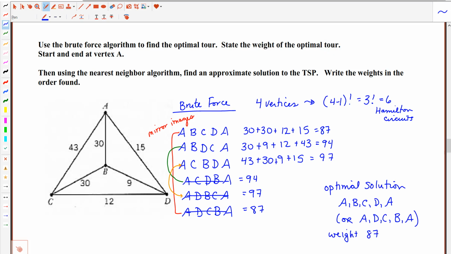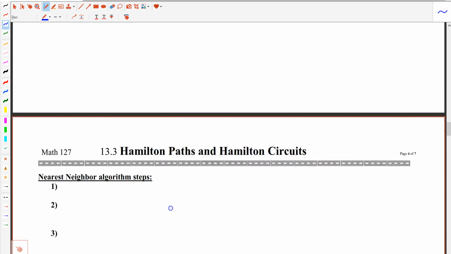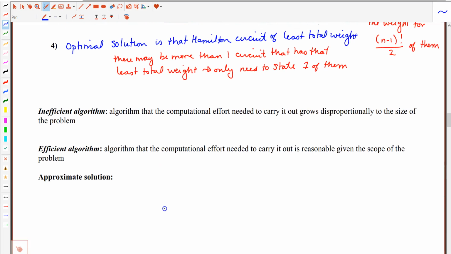All right, so that's what the brute force algorithm looks like. We're going to find the weight of all the different possible Hamilton circuits, and then it's going to be very easy for us to identify the one that has the lowest weight. However, there is a catch. Even though the brute force algorithm is known as an optimal algorithm, which means it will find that optimal solution, it is an inefficient algorithm. That's defined as an algorithm where the computational effort needed to carry it out grows disproportionately to the size of the problem.